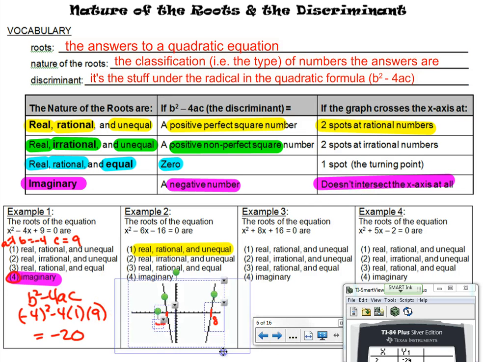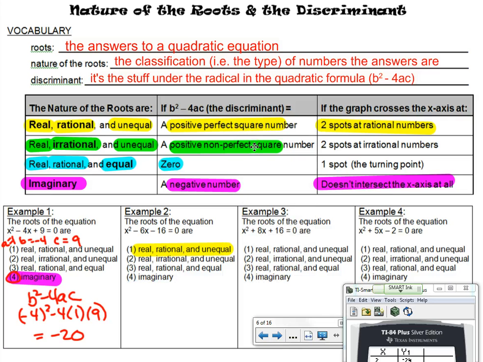Okay, taking away the graph now. I'll do it by the discriminant. Okay, so A is 1, B is -6, C is -16. Let's see, 36 and 64. Okay, that adds up to 100. So that is a perfect square number, and therefore I know if it's a perfect square number that's positive, we're going to have real, rational, and unequal. Same answer again. All right, example 3.